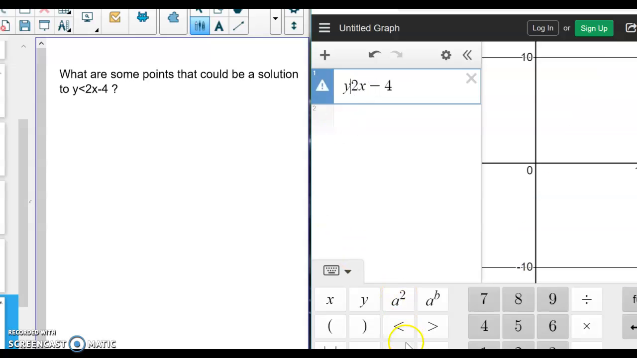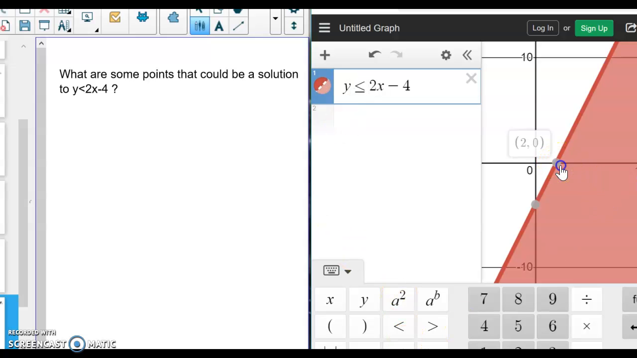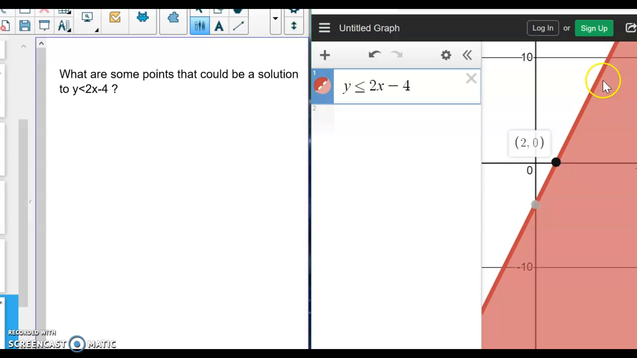However, if this was less than or equal to, my x-intercept could be a solution because it's on a solid line. So when asked to see if points are solutions, remember, if it's on a dot, it's not; on a line, you're fine. Also, points in the shaded areas are solutions as well.